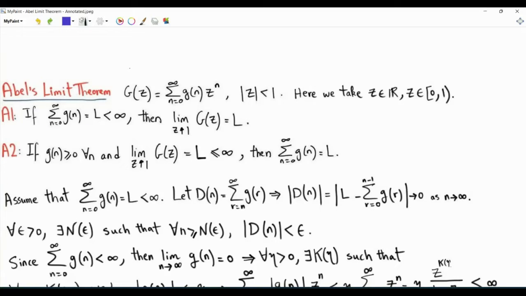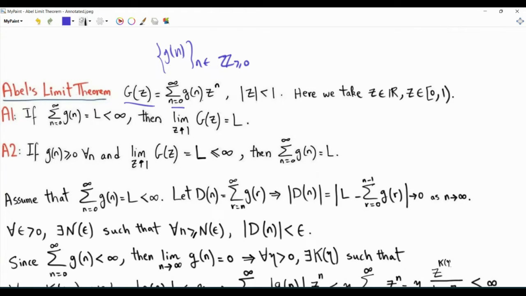Abel's limit theorem is very useful. It can be used, for example, in the analysis and state classification in discrete time Markov chains. We have a sequence g of n, where n is a non-negative integer. We have the generating function g of z, which is this summation, g of n z to the n.